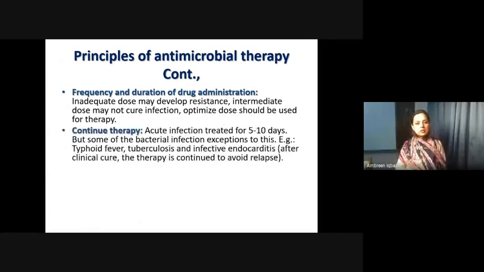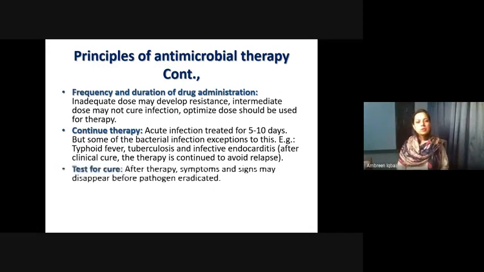Thus, you must continue the therapy for 5 to 10 days in acute infection. But some bacterial infections are exceptions, like typhoid fever, tuberculosis, and infective endocarditis. After the clinical cure, the therapy continues to avoid relapse. In tuberculosis, you have heard that the treatment is prolonged, 6 to 9 months. Even after 3, 4, or 5 months, if you are feeling better and have no clinical symptoms, you must still continue these drugs, because the organism responsible for tuberculosis is so resistant that it can become dormant. If you stop the treatment before its complete elimination or the full duration of the course, the bacteria gives you a relapse or re-attack.